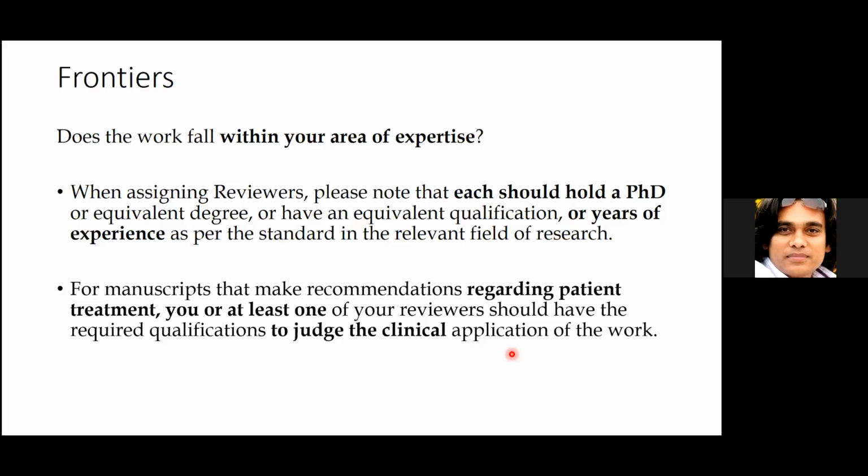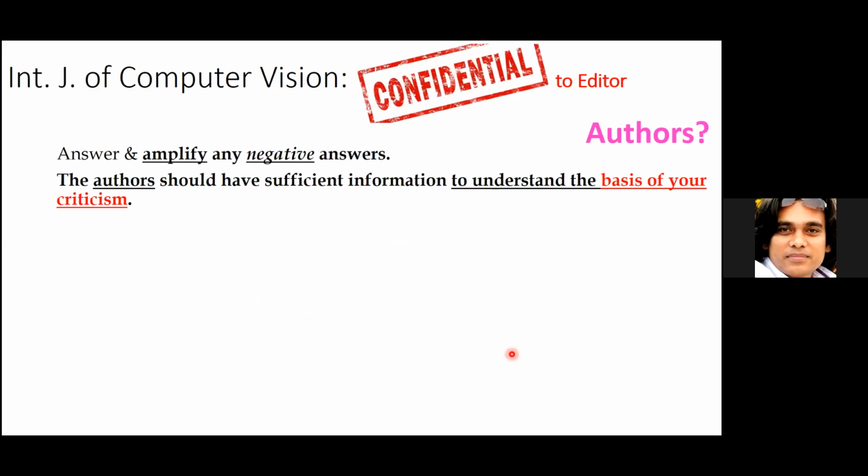Next is another topmost journal, the International Journal of Computer Vision. What they say is that it is also important for authors to know how to improve. Authors should have sufficient information to understand the basis of your criticism. Like, a reviewer must criticize so that it is clear.